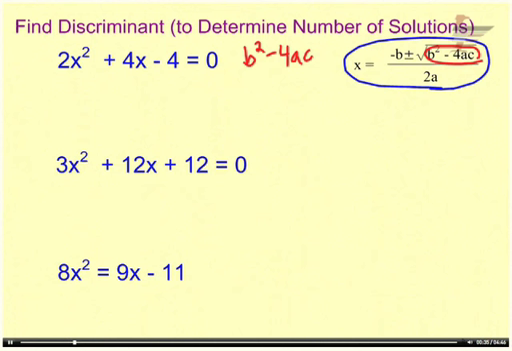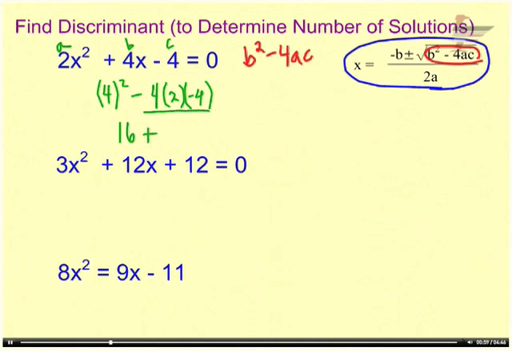So for our first example, our b value is this 4. So we're going to do 4 squared minus 4 times our a, which is this 2, and our c is this negative 4. So we have 4 squared is 16. We have a negative 4 times 2, which is negative 8. Negative 8 times negative 4 is positive 32, so we're going to add 32 right here. 16 plus 32 is 48. So the discriminant equals 48.